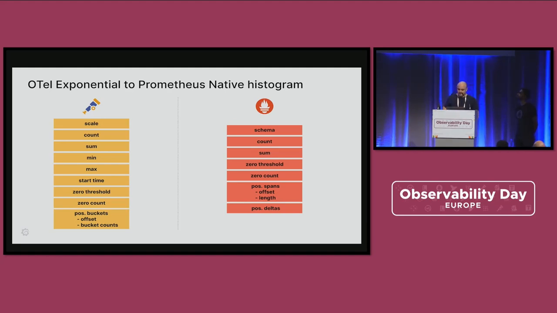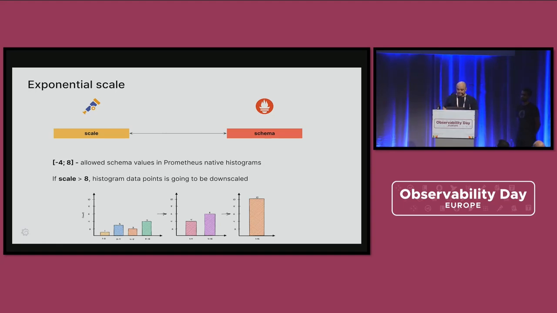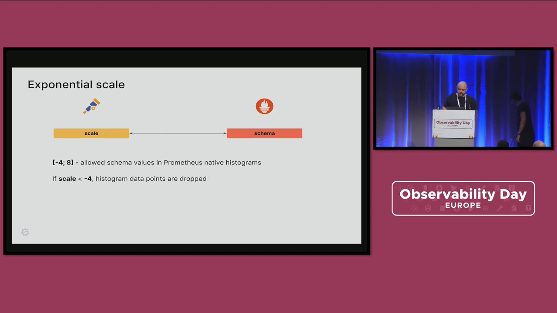Let's start with the exponential scale and native histogram schema. So native histogram schema allows schema values that fall in a range from -4 to 8 inclusively. So if exponential scale has a value greater than 8, we can downscale the histogram and merge the buckets. That's what Ganesh mentioned before. If scale is less than -4, the histogram data points will be dropped. It's worth mentioning that the histograms with a scale that is less than -4 will result in really wide bucket ranges. And the practical use of such wide ranges is actually questionable.